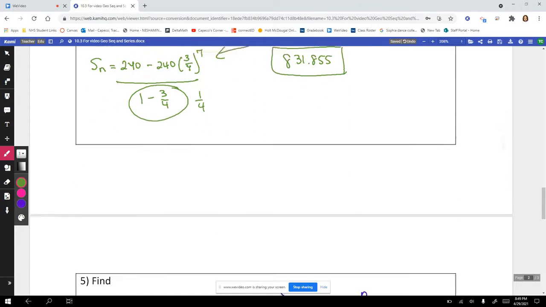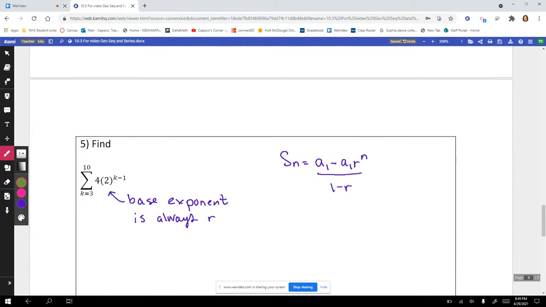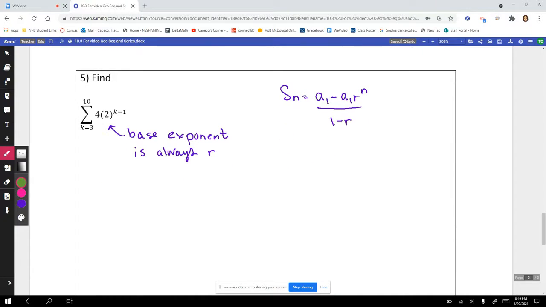Okay, let's try one more problem for today. Again, different notation. We talked about the sigma notation in our previous lessons. So we have a couple things. This k is equal to 3. That's my first term, my first value for k, and this is my last value for k. And this right here is going to be the expression that I'm using.